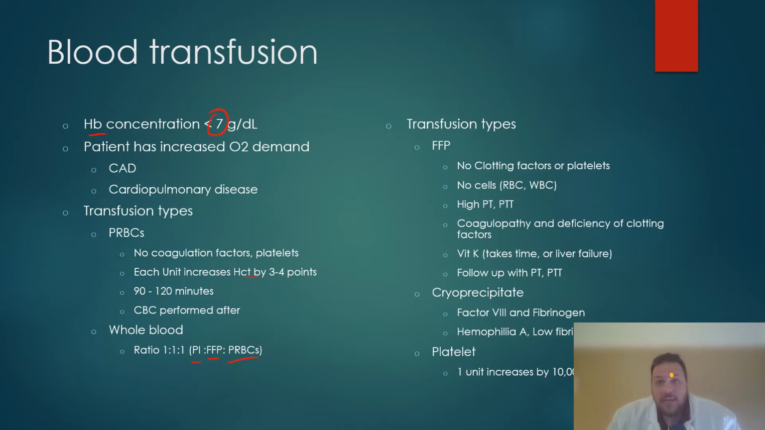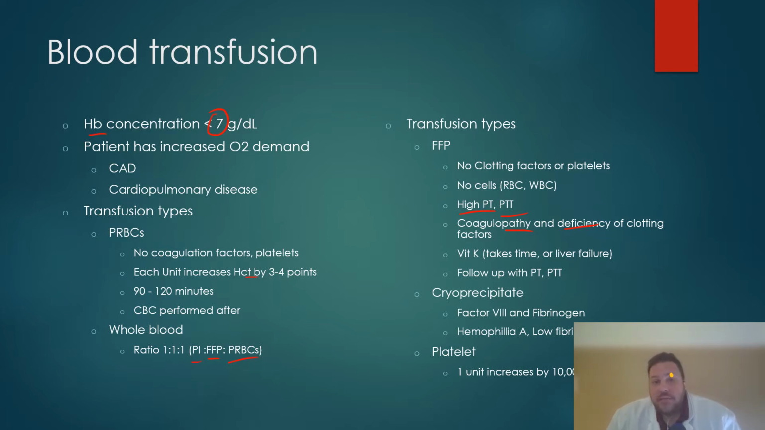Now keep in mind, when we're giving whole blood, we typically want to make sure it's warm, especially when given in large quantities, because we don't want the internal core temperature of the patient to drop by giving them cold blood. Fresh frozen plasma is given to patients with high PT and high PTT numbers, or patients with coagulopathies and deficiency of clotting factors. There are no platelets present in fresh frozen plasma. There are no cells in there either, no red blood cells or white blood cells.